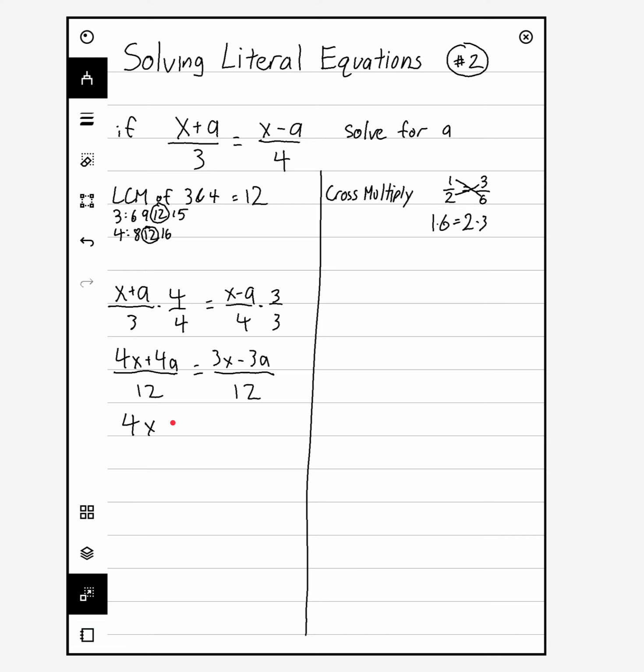So now we can do 4x minus 3x, right? Because I subtracted this side over to here. I'm also going to subtract the 4a over to this side. Is equal to negative 3a minus 4a.